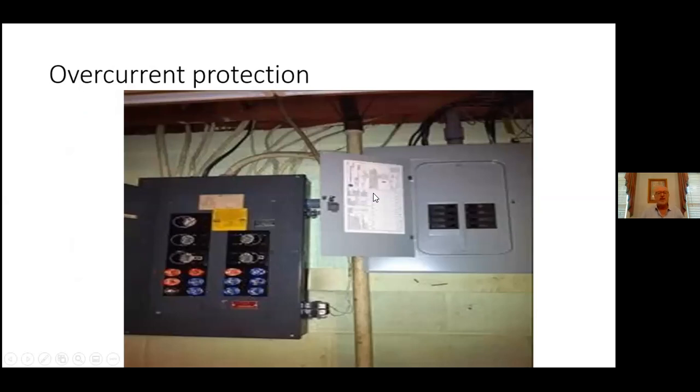So here we talk about overcurrent protection. Overcurrent protection is basically a fancy word for fuses and breakers. In the older homes, you can see here we had an original fuse panel, and we had some pull-out fuses as well. And then we had a sub panel that was breakers. This is the newer panel on the right side, and this is the older panel on the left side.